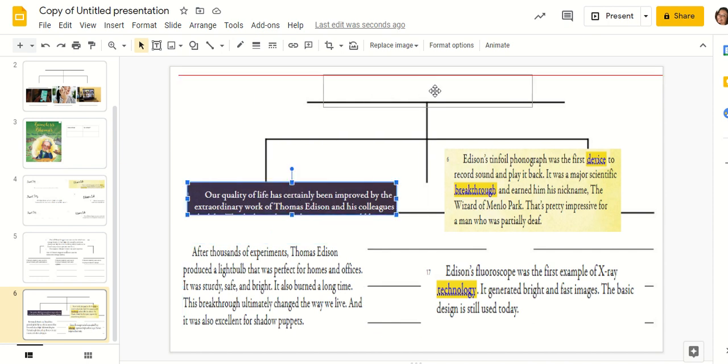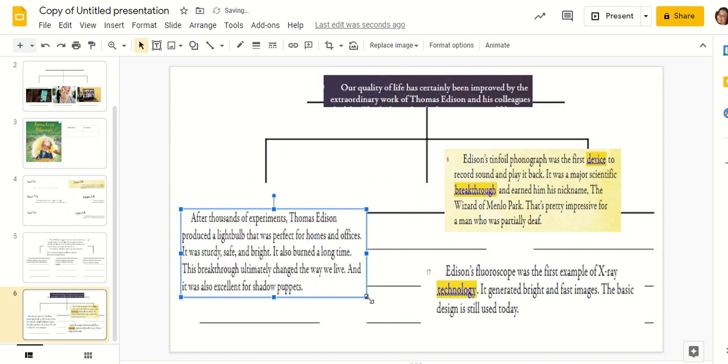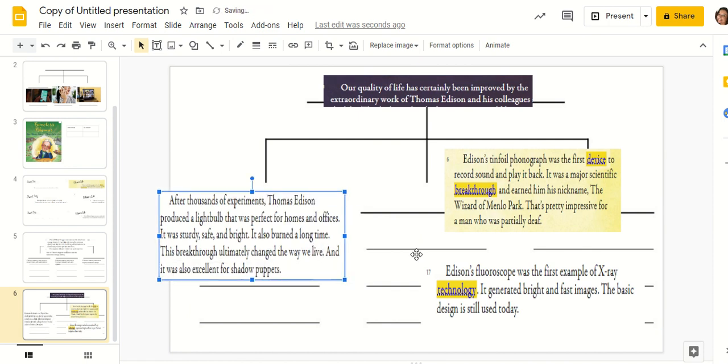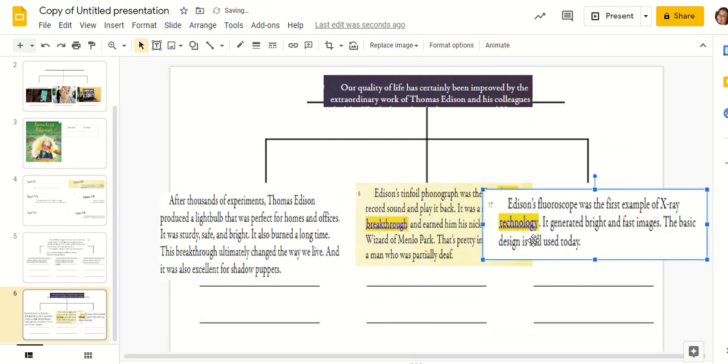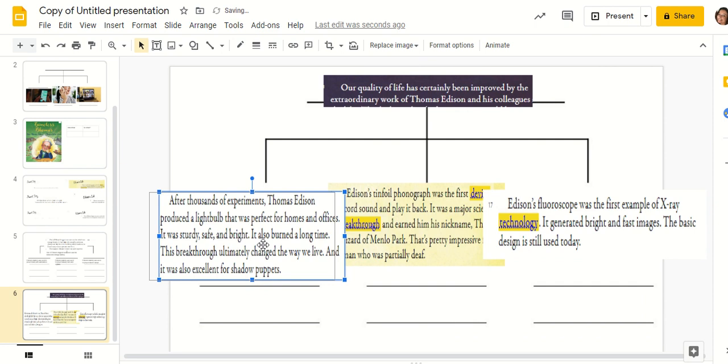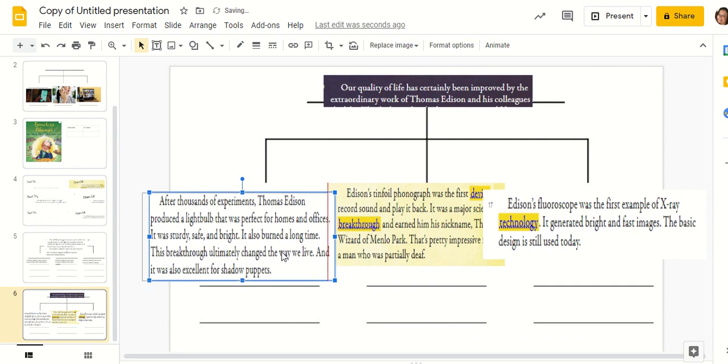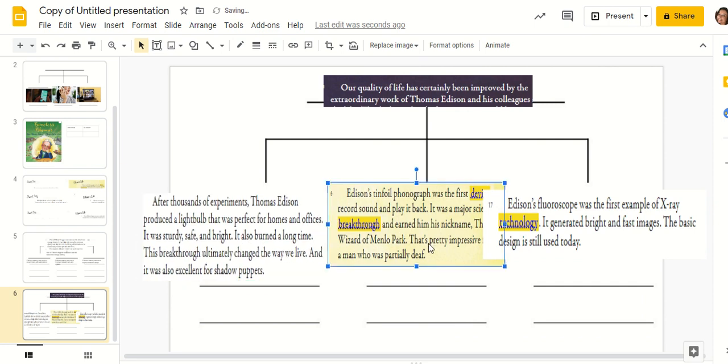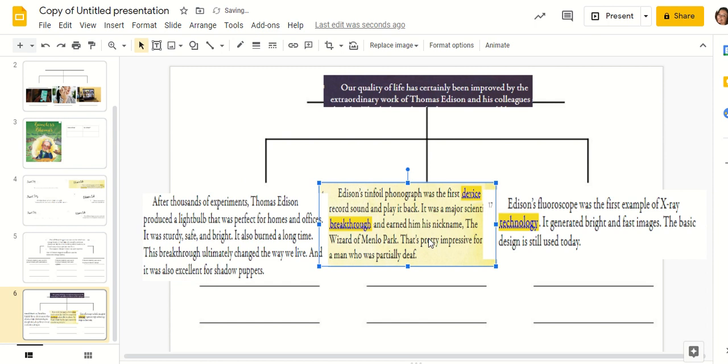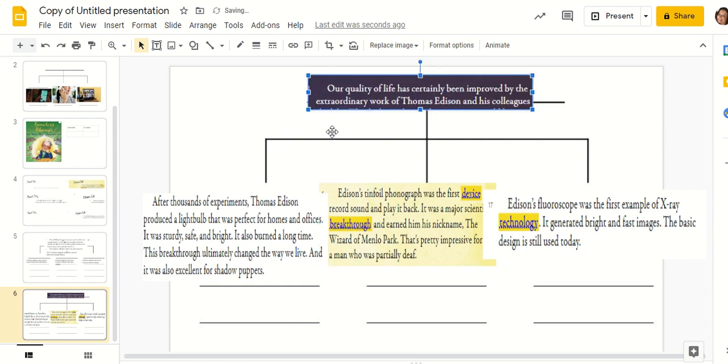So if you chose this order right here, you were correct. These 3 would have been the supporting details. Thomas Edison produced a light bulb that was perfect for home and offices. His tinfoil phonograph was the first device to record sound and play it back. And his fluoroscope was the first example of X-ray. So this is mentioning all of his first inventions and how they are important in use today. And that connects to the main idea of our quality of life has certainly been improved by the extraordinary work of Thomas Edison and his colleagues.